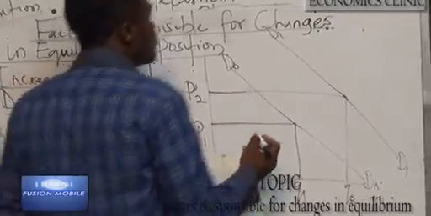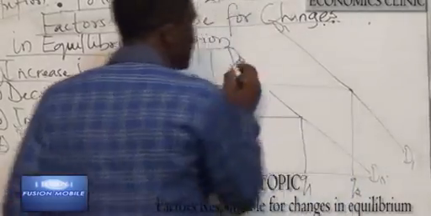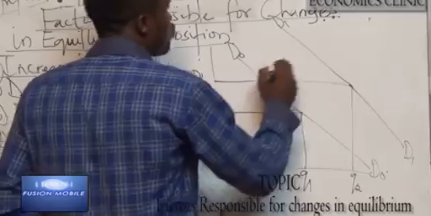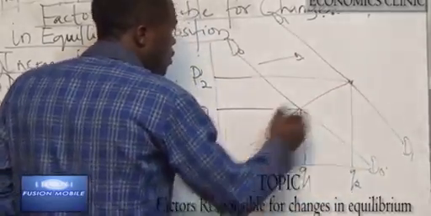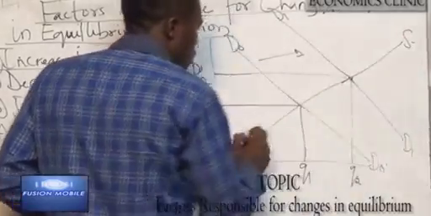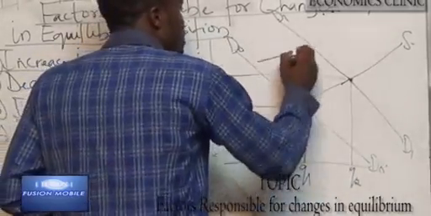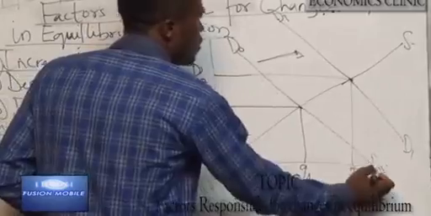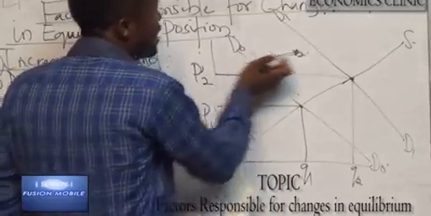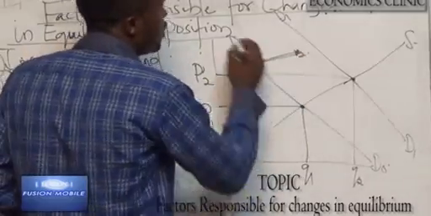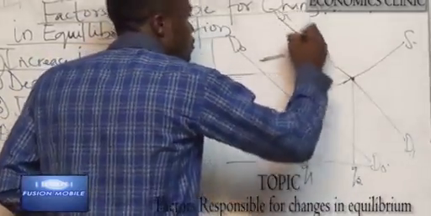There is a bodily shift of demand from one position, which is D0 to D1. This is the point of equilibrium. Now the shift is from D0 to D1, stating that there is an increase or there is a change of position D0 to D1.